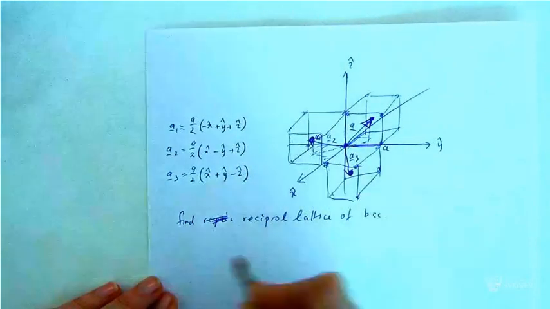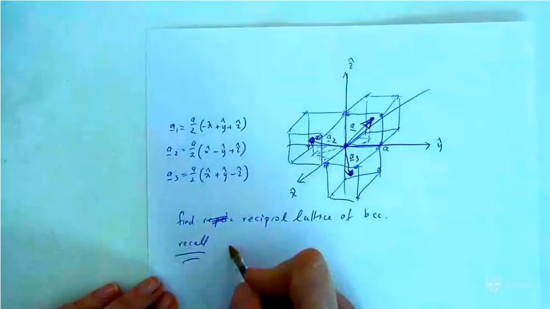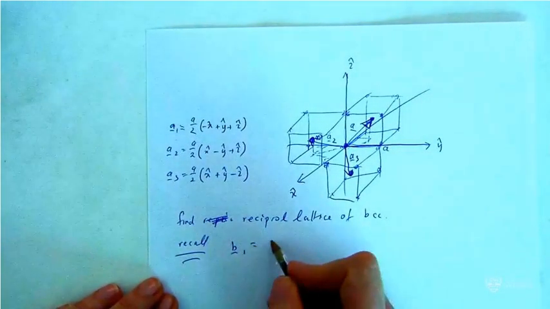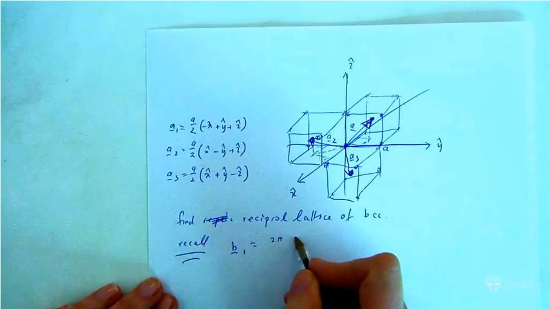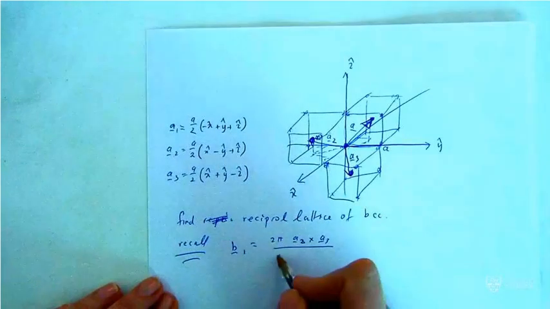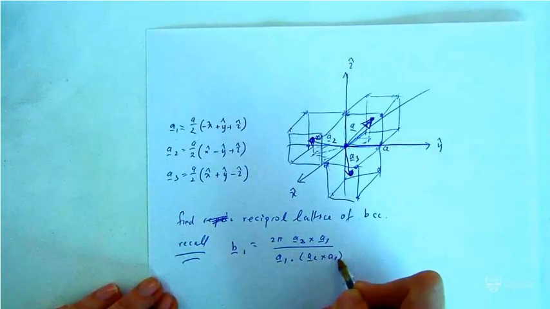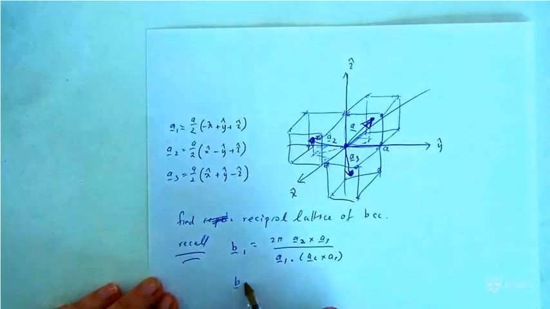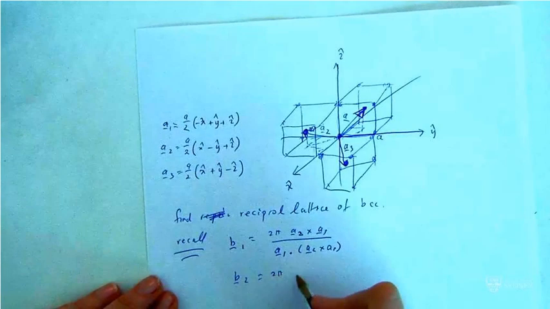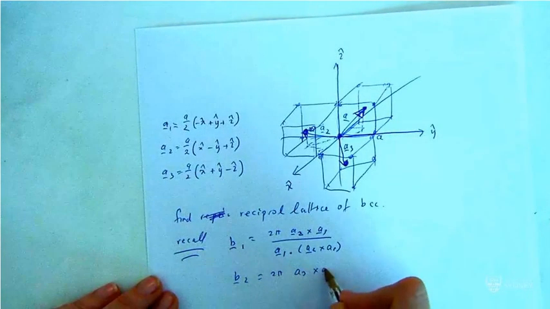So we need to recall that B1 is equal to 2 pi A2 cross A3 over A1 dot product A2 cross A3. Remember that? And B2 is similar, but the top part's different. We have a 2 pi again. You have to be a bit careful here. It's A3 crossed with A1 over the same thing.